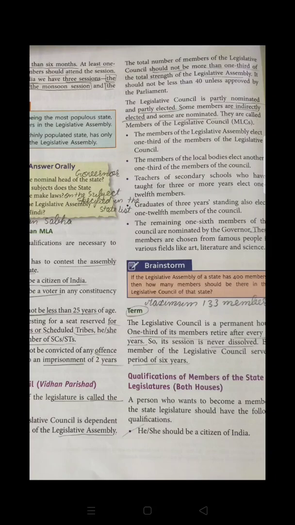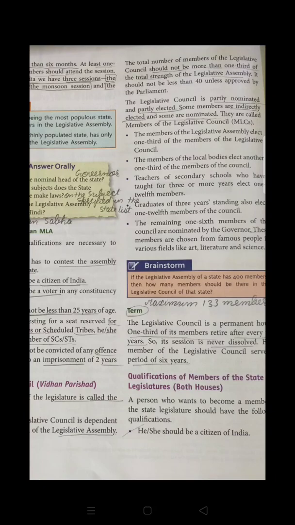Teachers of the secondary school who have taught for 3 or more years elect 1/12 member. So the teachers also have the authority to elect themselves in the legislative council. The graduates of 3 years standing also elect 1/12 of the members of the council. The remaining 1/6 members of the council are nominated by the government.